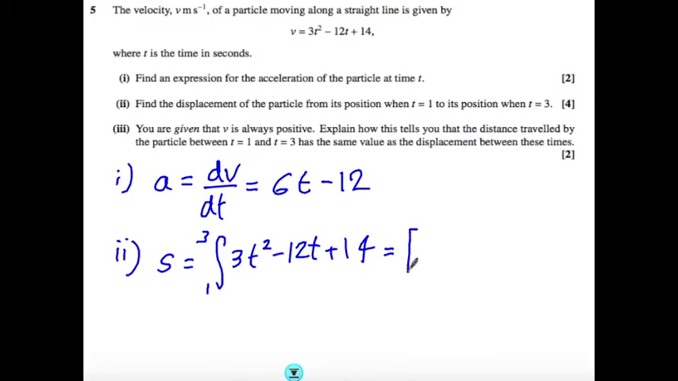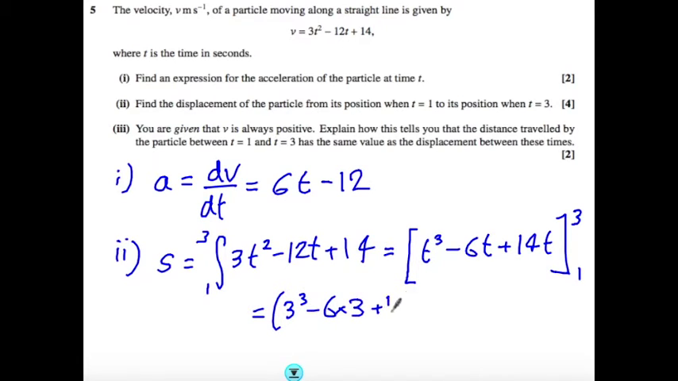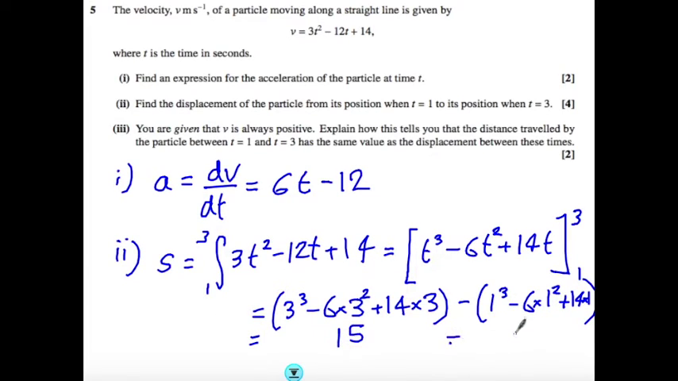So that means we'll get 3t cubed over 3 is t cubed, minus 12t squared over 2 is minus 6t squared, and 14 gives us 14t. And we need to sub in 3, sub in 1, and take 1 away from the other. So we're doing 3 cubed minus 6 times 3 squared plus 14 times 3, minus 1 cubed minus 6 times 1 squared plus 14 times 1, which gives you 15 minus 9, so in total it's moved forward 6 meters.